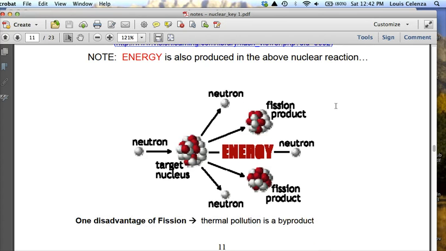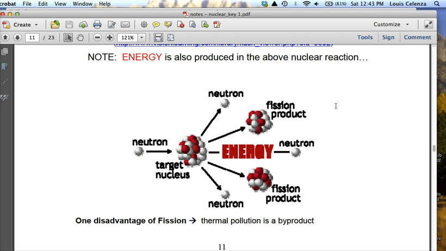One of the disadvantages of nuclear fission in power plants is that there is a problem with two things. Water is used to cool the plant so it doesn't overheat, and that water then becomes so hot that you can't just release it into a river or the ocean, because that is called thermal pollution. So you first have to cool that water off, and then you can release it.